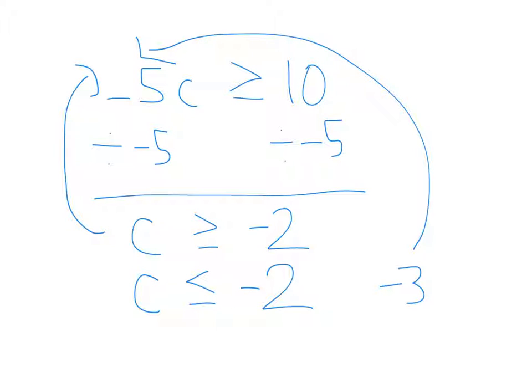I just graph it the regular way. But it's really important to check your answers on these, particularly when you're dividing or multiplying by a negative number, because it's likely you'll make a mistake if you don't do that.